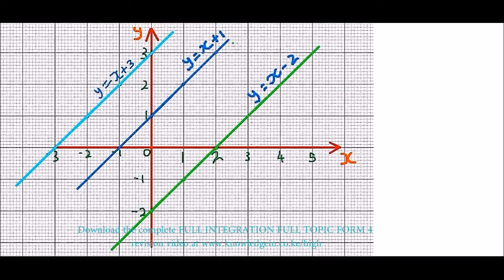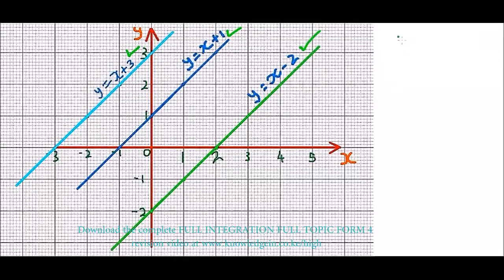So this is a graph that we obtained from the equations given. This is the graph of y is equals to x plus 3. This is a graph of y is equals to x plus 1, and this is a graph of y is equals to x minus 2. You observe that the three lines are parallel, and we know that parallel lines have the same gradient.